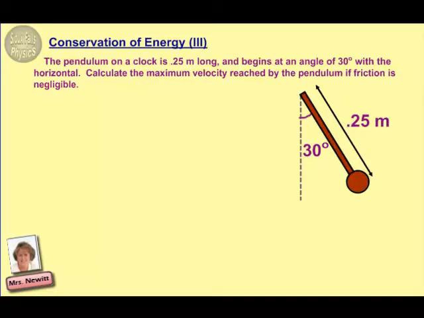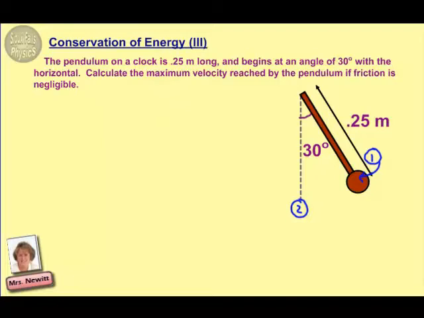First of all, we have a little diagram of our situation. The pendulum of the clock is 0.25 meters long and begins at an angle of 30 degrees with the horizontal. Calculate the maximum velocity reached by the pendulum if friction is negligible. Well, the first thing we want to do is add some things to our diagram. Position 1 will, of course, be up here at the start. Position 2 is going to be down here at the bottom, and so those are the 2 points that we're going to want to calculate our energy for.